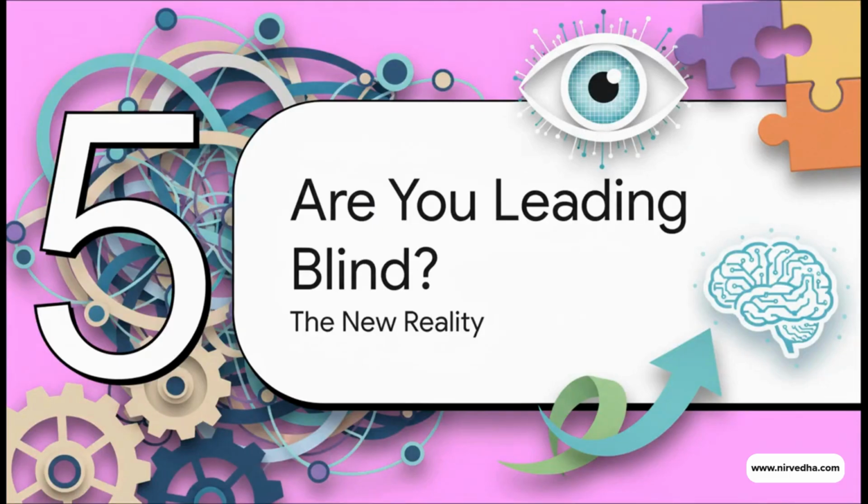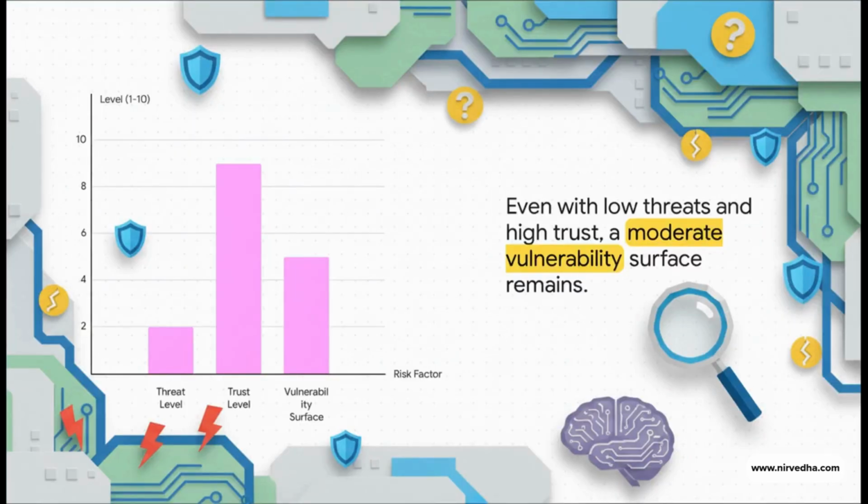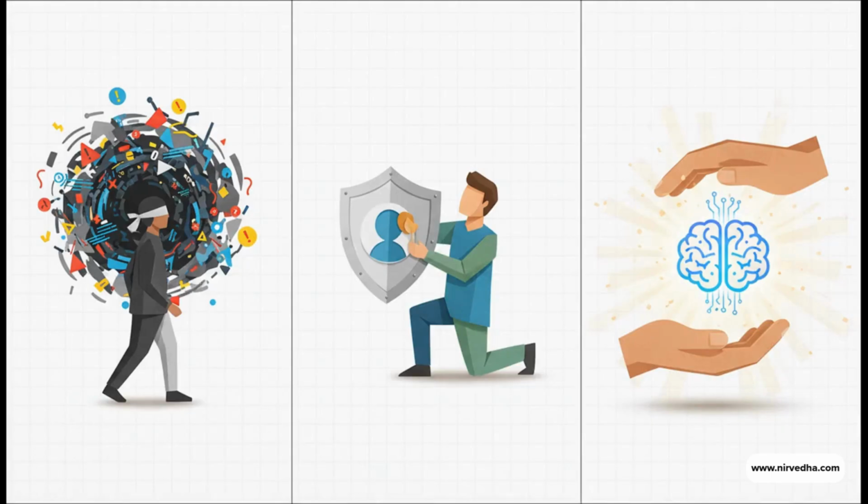So let's bring it all home. What does all of this really mean for you? In our final section, let's talk about the new reality of digital reputation and why none of us can afford to be leading blind anymore. This chart from the audit really sums it all up perfectly. Even for a profile that has a low threat level and a high trust level, there's still a moderate vulnerability surface. Nobody is 100% secure. The goal isn't to completely eliminate all risk, that's impossible, but to understand it, manage it, and shrink it wherever you can. So, if you take anything away from this, let it be these 3 things.